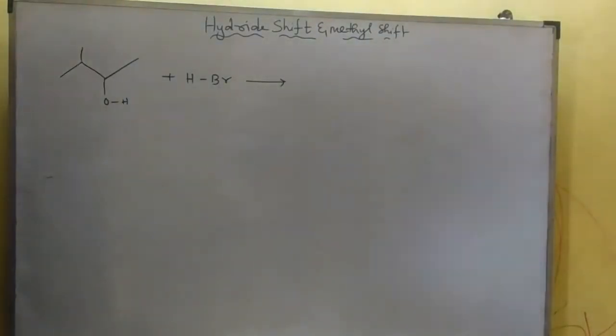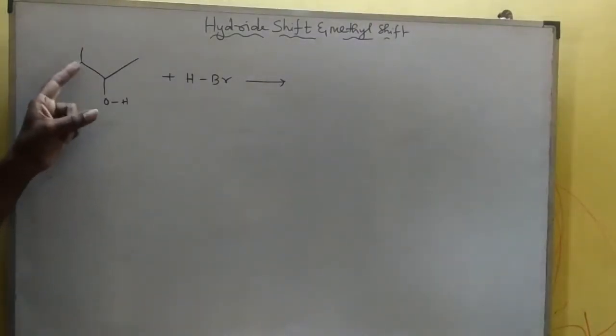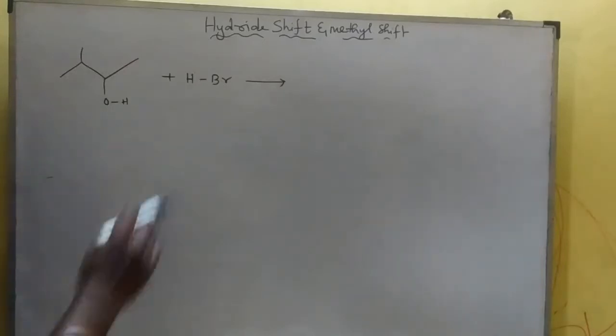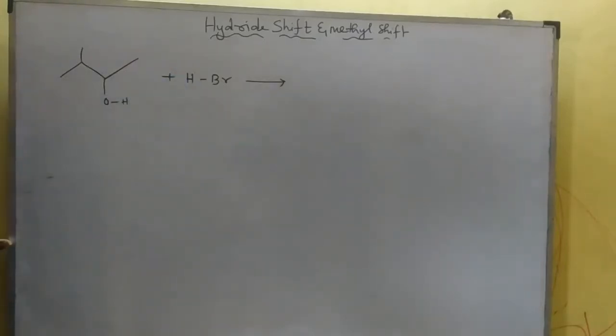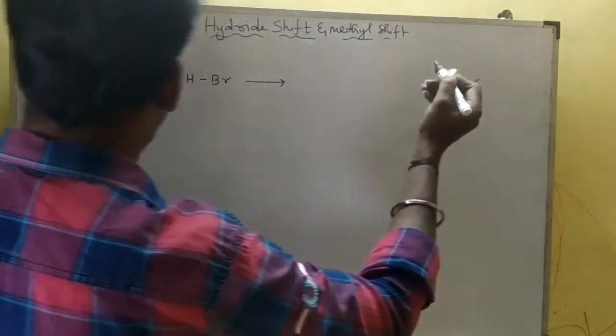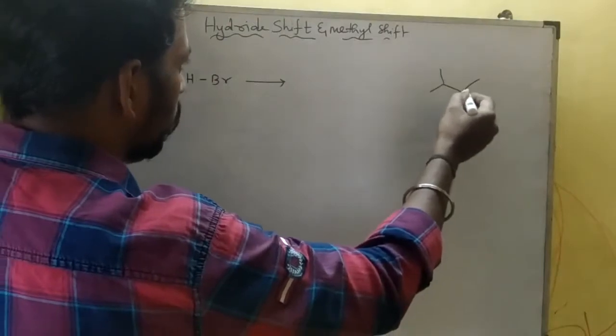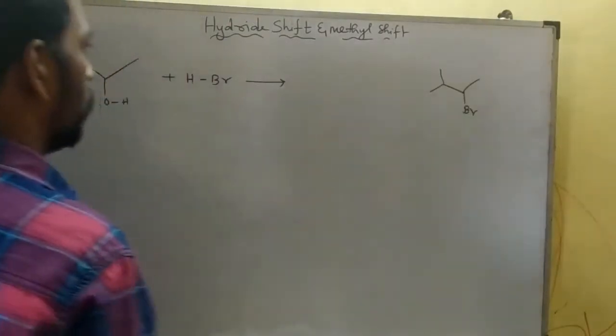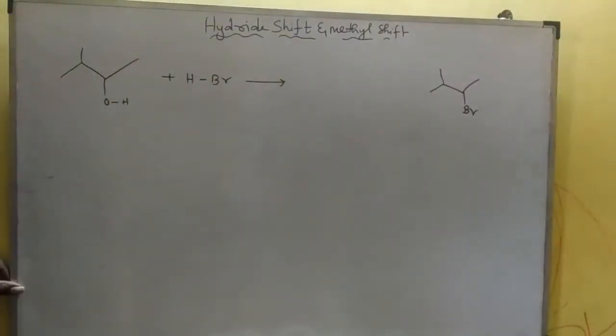Let us see one more example of the shifts. This is 3-methylbutan-2-ol plus HBr. So what happens in this? Our expected product will be like this, from a simple nucleophilic substitution reaction. But what happens? The actual product will be due to shifts.